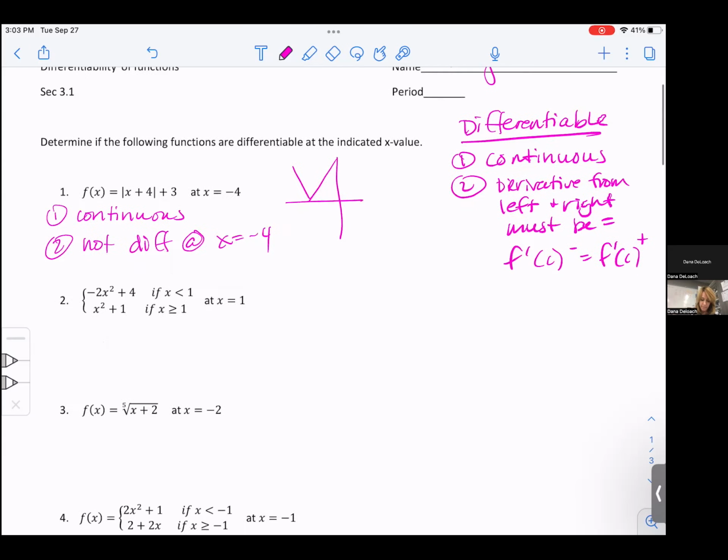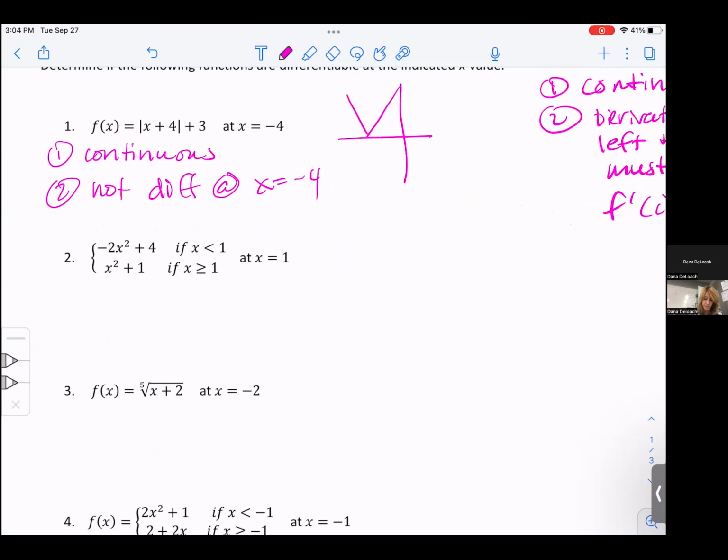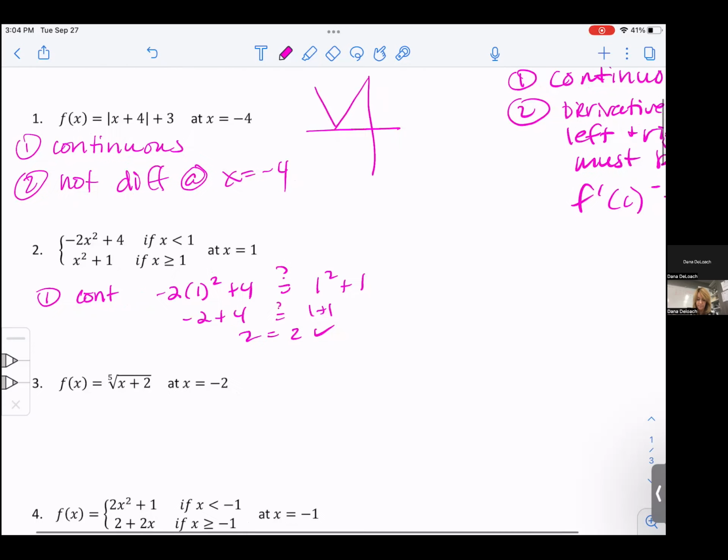Okay, this one, number 2, how are we going to do this? I want to know if it's differentiable at 1. First, I need to see if it's continuous. I'm going to put 1 into both of those functions and decide if I get the same value. So it's -2 times 1 squared plus 4, equal to 1 squared plus 1? This is going to be -2 plus 4. I'm asking, does that equal 1 plus 1? 2 equals 2. So yes, it's continuous.